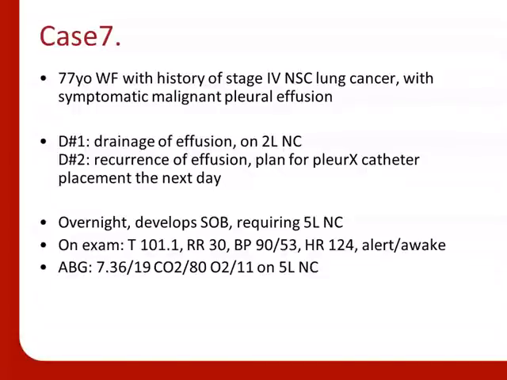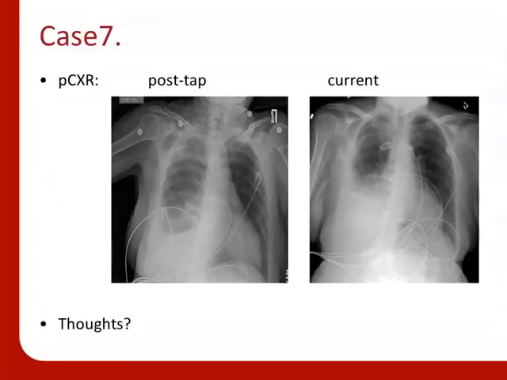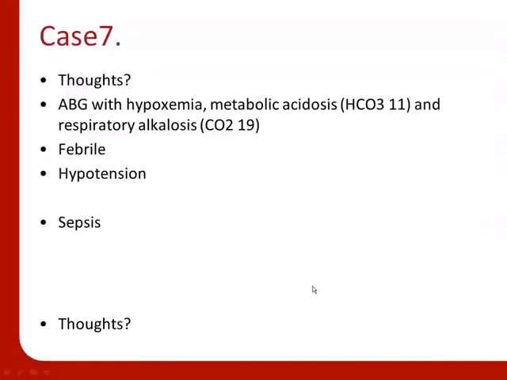If you look at her blood gas, you can see she's got a CO2 of 19, a PO2 of 80, and a bicarb of 11. Her chest X-ray shows reaccumulation of the fluid on the right-hand side, but otherwise doesn't look too much different. So this is somebody who's febrile, who's a little bit hypotensive, and if you look at her blood gas, she is hypoxemic, but she's got a respiratory alkalosis and a metabolic acidosis.